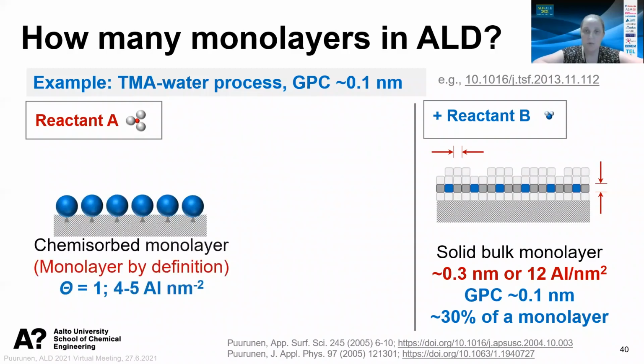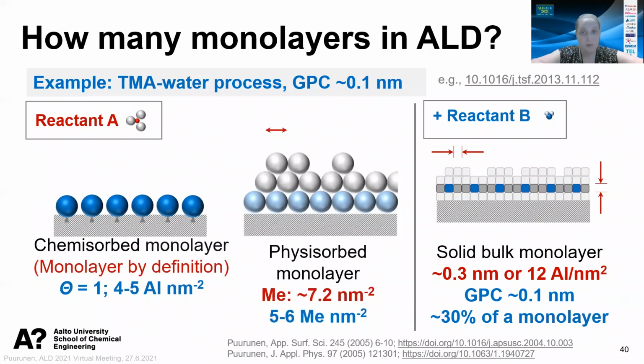Well, how about the chemisorbed monolayer? Actually, we do get a monolayer by definition. You remember the coverage going to 1, to 0, to 1, to 0 and so on. If you look at the amount of aluminum atoms adsorbed, it's something like 4 to 5 per square nanometer at typical ALD conditions.